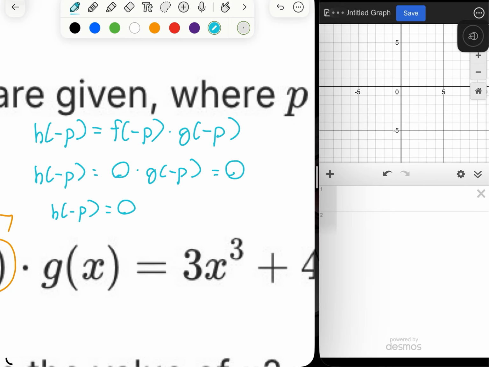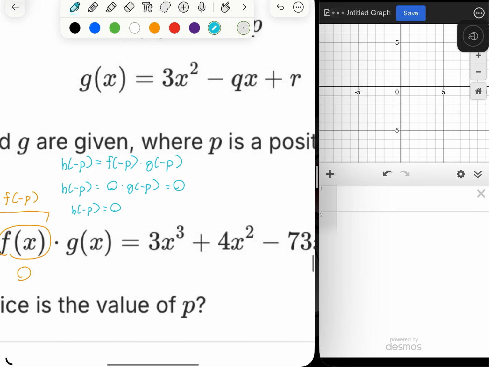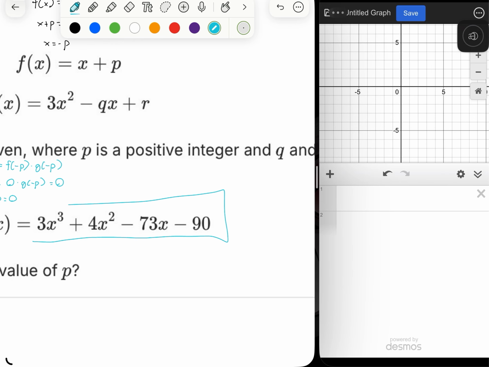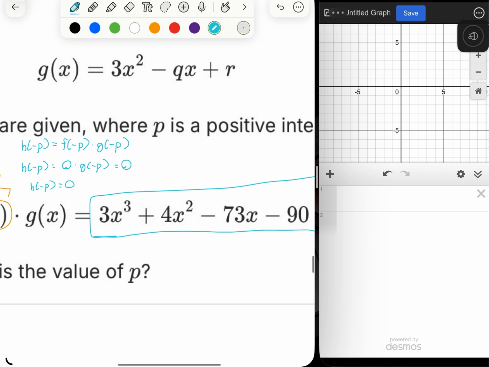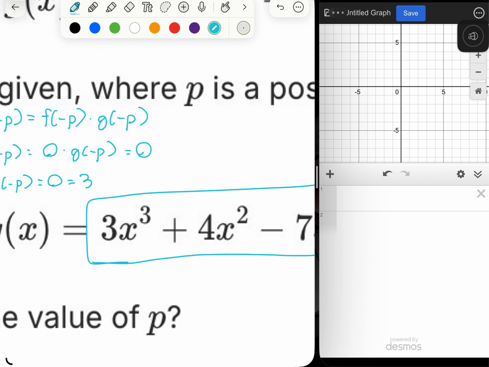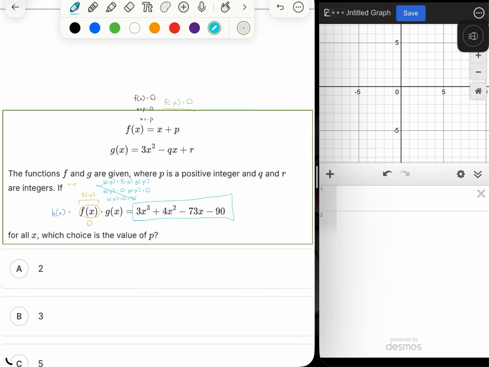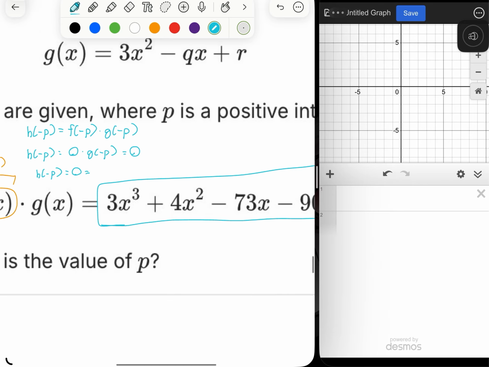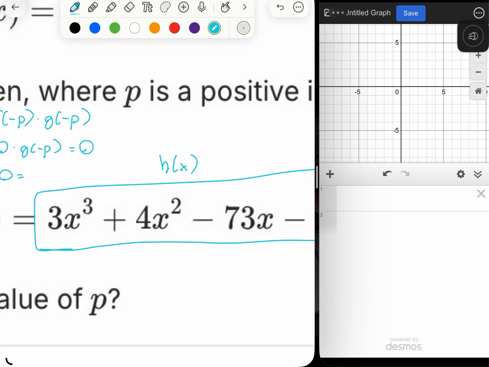Now, why is that so useful? Well, because we know h of x, right? We know the exact expression. So what you can do is set this equal to 3, and what I'm going to do is take every instance of x here and just replace it with negative p, right? Because that's still what we're technically doing, because this entire function is h of x. So if you find h of negative p, we're just plugging in negative p to all these x's here.